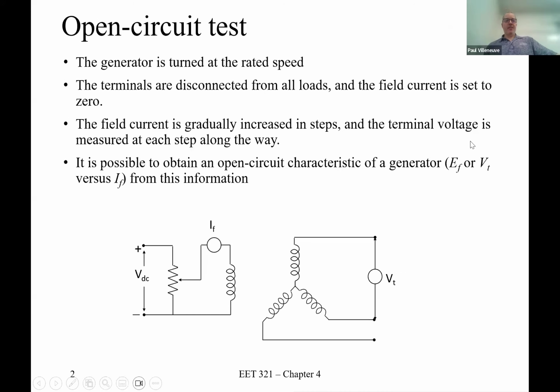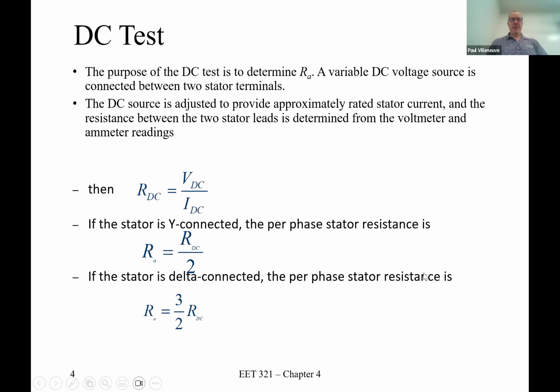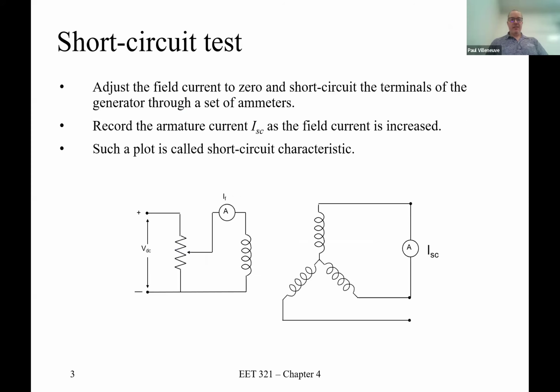So let's show some tests. Let's start off with, what's going on here? This is the open circuit test. Why do I have the DC stuff in here? Oh yeah, okay, sorry.